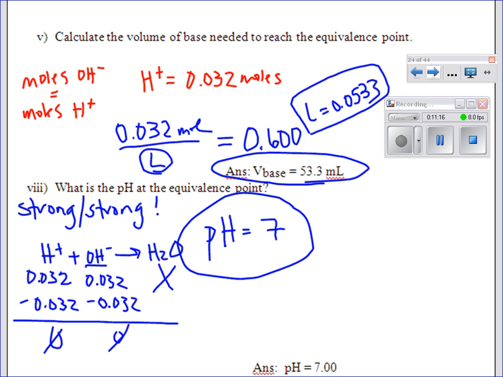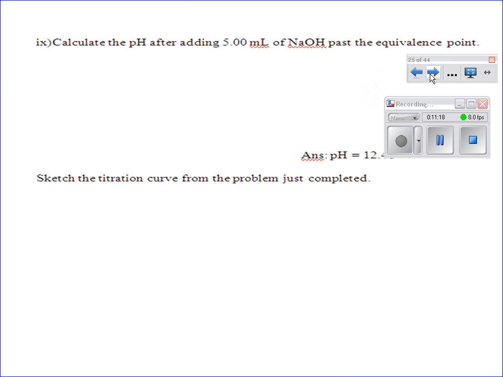All right, let's go to number 9. Did I skip something? I think I've lost a page. I can't find where I am on my paper.